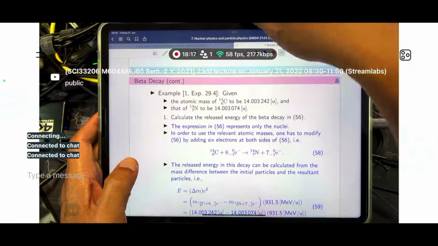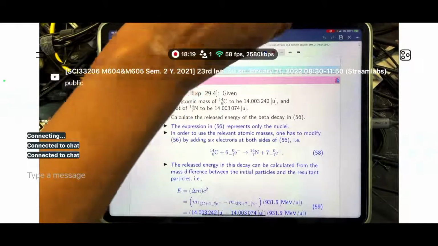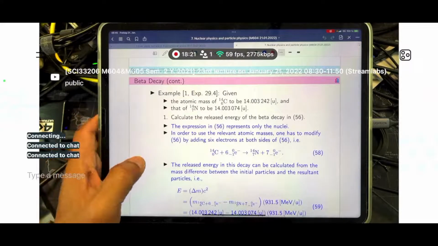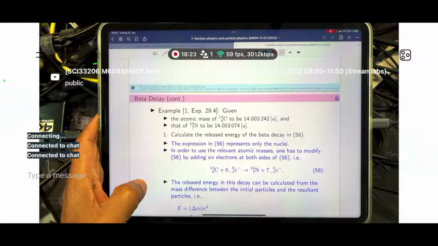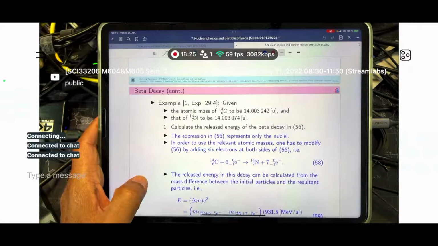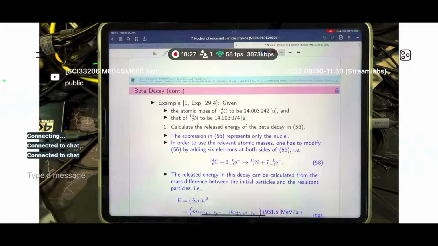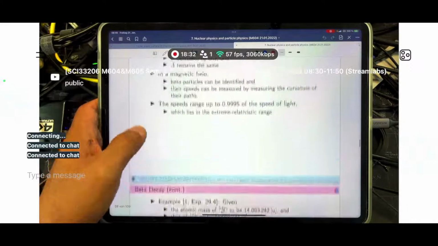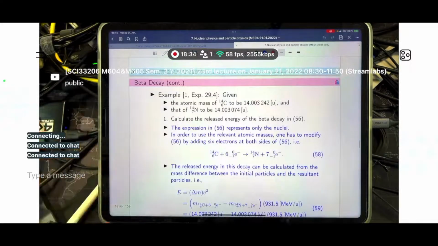For us, beta decay calculation, right? We're gonna find the released energy for the beta decay. It's the conversion from carbon to nitrogen 14, right?